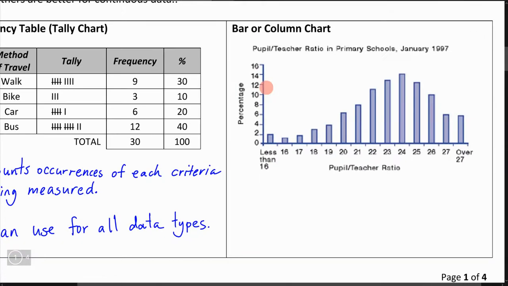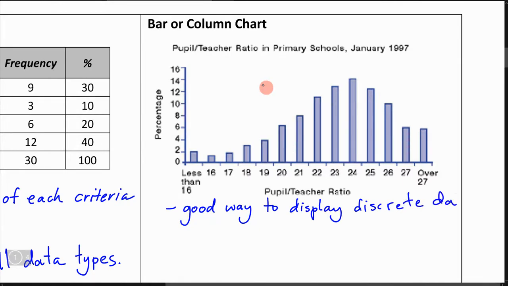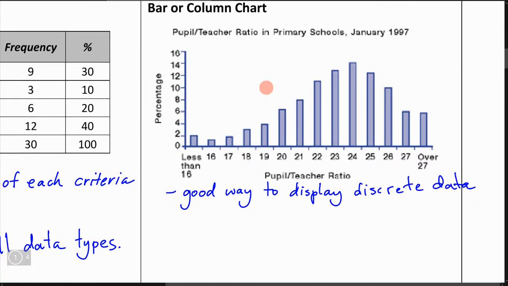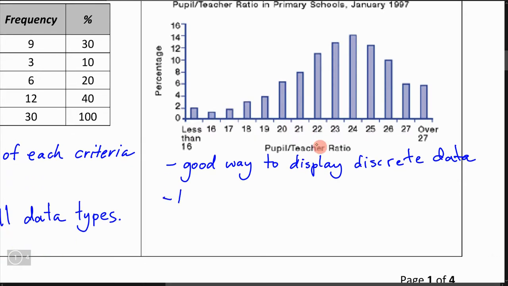All right. A bar or column chart is another way we can display data, and this is a good way to display discrete data. Why? Because we're not talking about a range here, we're just talking about discrete numbers. So we're looking at pupil-teacher ratios here. So notice that the bars do not touch. That's very important.